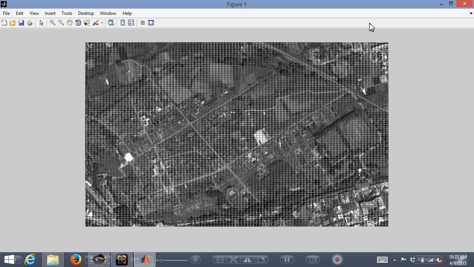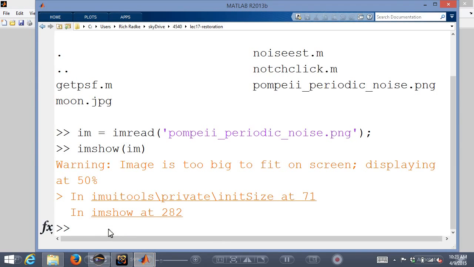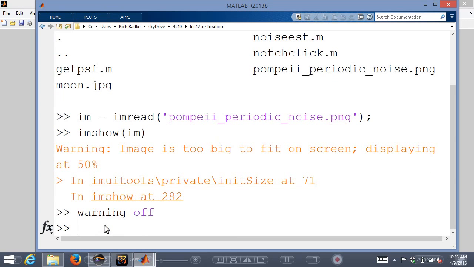Actually, let me just talk about that for a second since I'm on this image, okay? So what would this look like? I put together a little demo. I don't remember what my demo looked like. Always turn the warnings off in MATLAB. It can only hurt you.